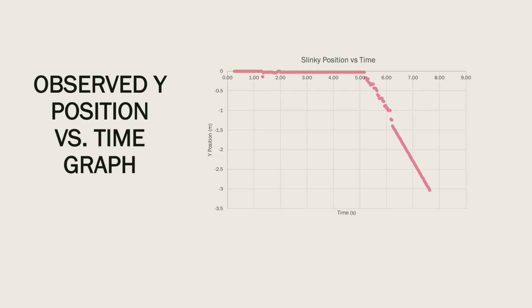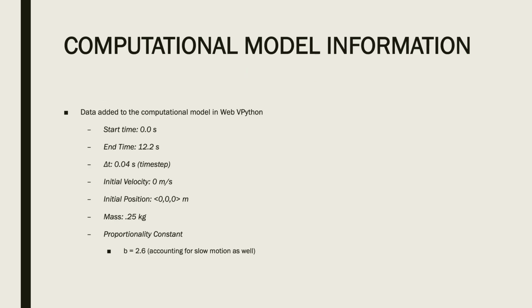Shown here is the position versus time graph for the observed motion of the slinky. There is no displacement until around second 5, where the slinky begins to fall as one mass. I inserted this data into the computational model based on data I received from implementing the Tracker application.